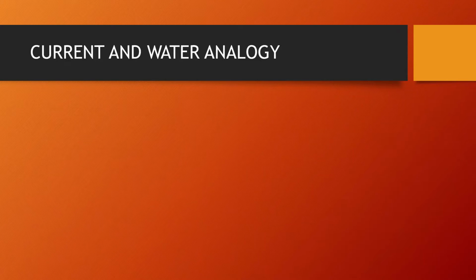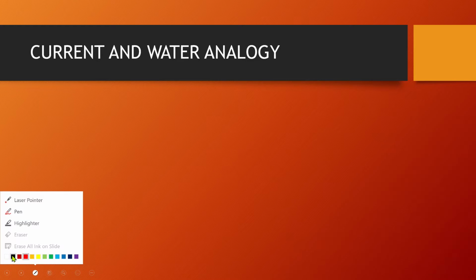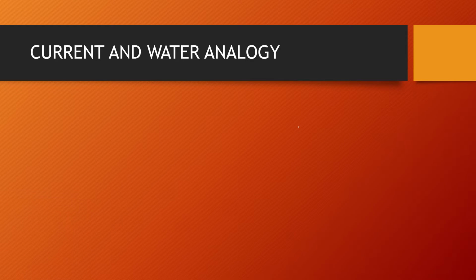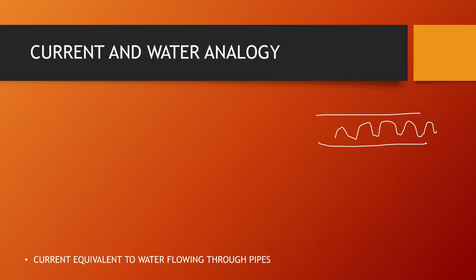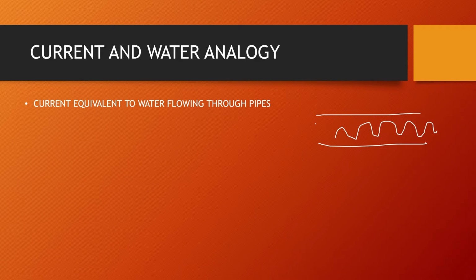Now to better understand this, it's sometimes helpful to think of electricity as water flowing through pipes. So let's say you have a pipe like this and there is water flowing inside the pipe. This flow of water is equivalent to current. Now there will be a pressure inside this pipe that will allow the water to flow from this end to this end. This will be equivalent to voltage.